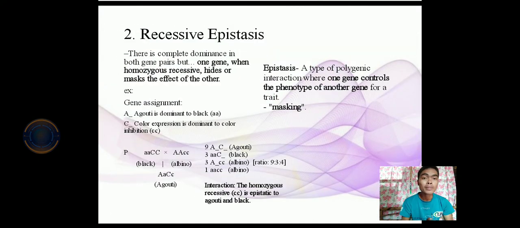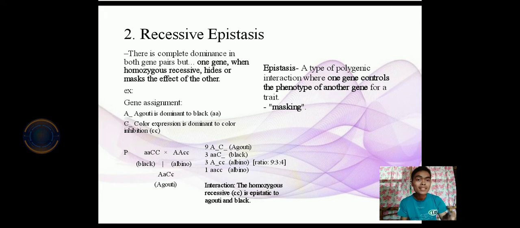Second, the recessive epistasis. Again, highlight ko lang po, the recessive epistasis is that one gene when homozygous recessive hides or masks the effect of the other. But before tackling that, move to look at the right side. What does epistasis mean? It is a type of polygenic interaction where one gene controls the phenotype of another gene. In short, masking. Parang tinatakpan niya yung kulay ng ibang gene at siya yung makikita.